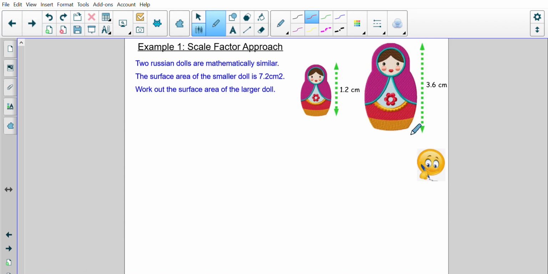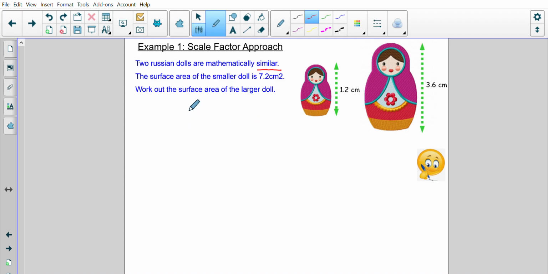Right, let's apply this to some questions then. So I'm told that the Russian dolls are mathematically similar, so that tells me that I'm going to be working with scale factors. And I'm given the heights of both the dolls, and I'm given the area of the smaller doll and asked to work out the surface area of the larger doll.